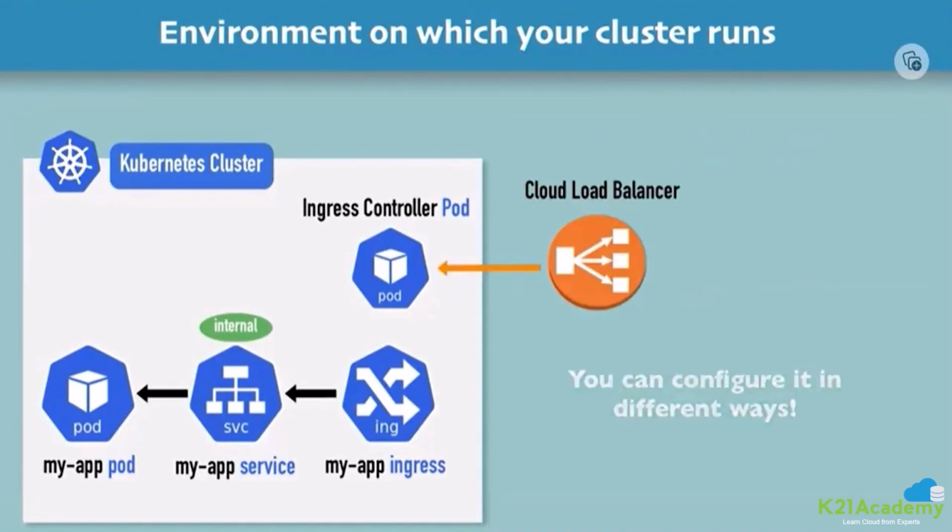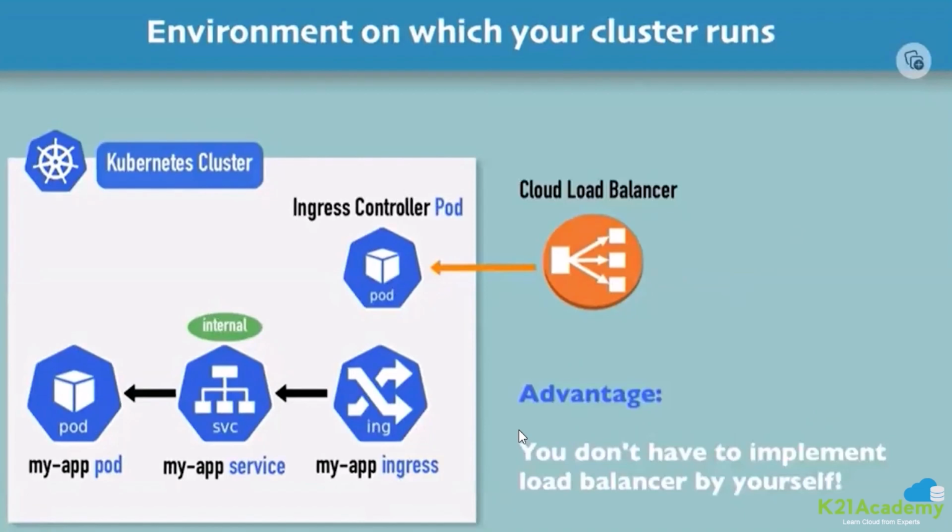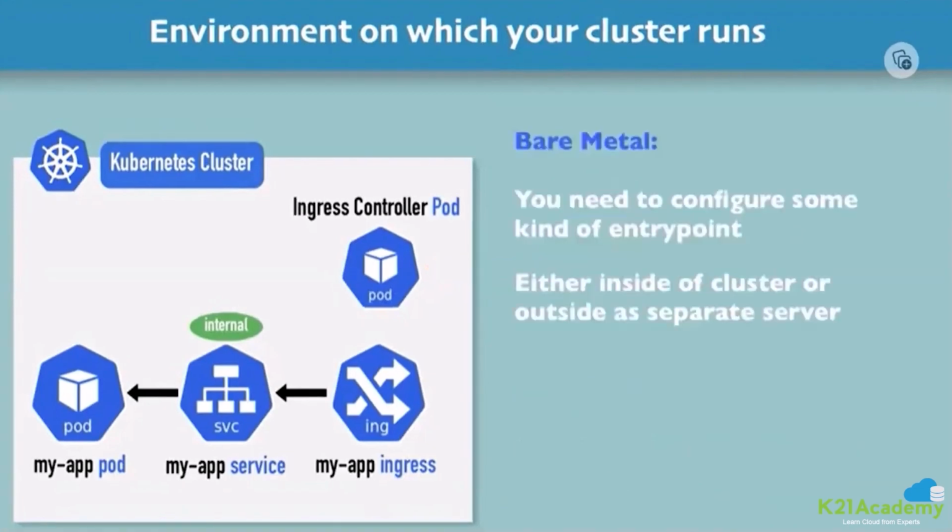So what happens? Maybe you create your XYZ application that will be load balanced. Traffic will go to the load balancer, the load balancer will forward to the ingress controller, then to my app ingress, and then to the internal service and app. You can configure it in different ways if it is a different environment. The advantage is that you don't have to implement the load balancer yourself, because the cloud provider provides it as an inbuilt service in their environment.